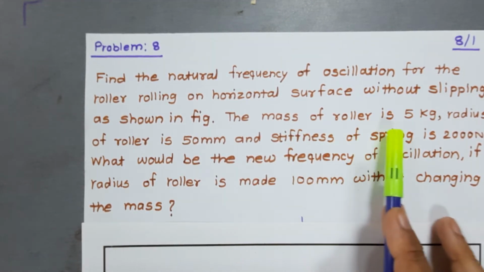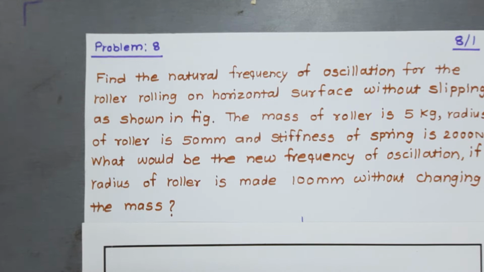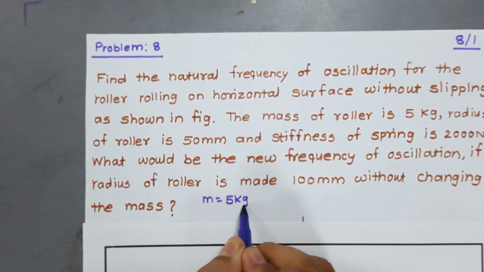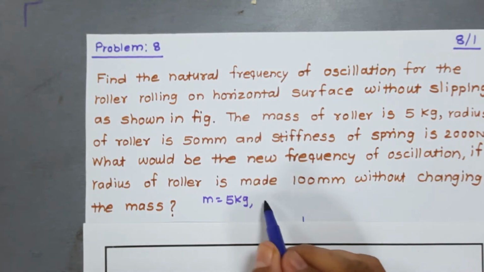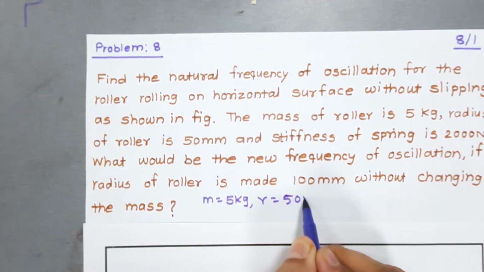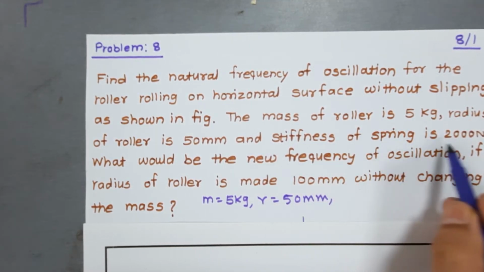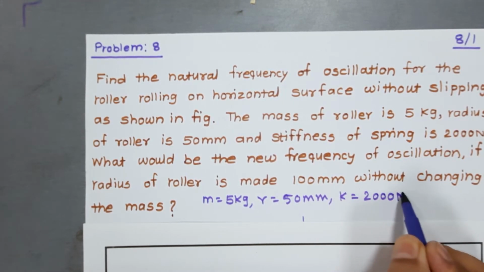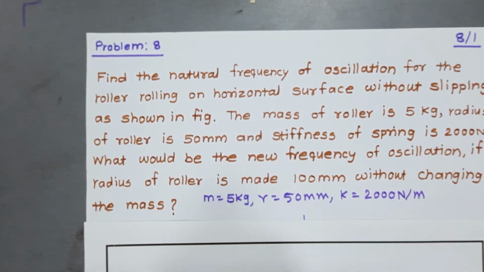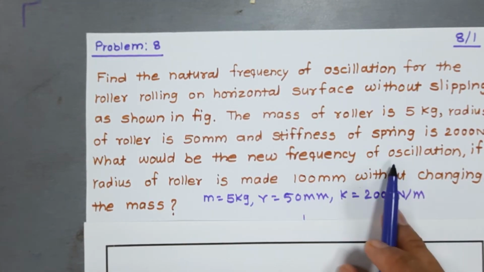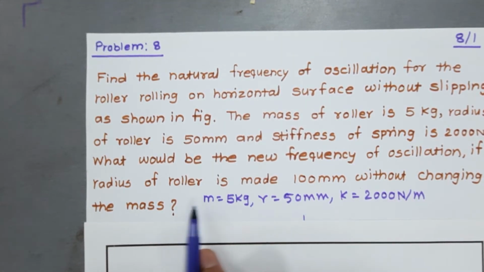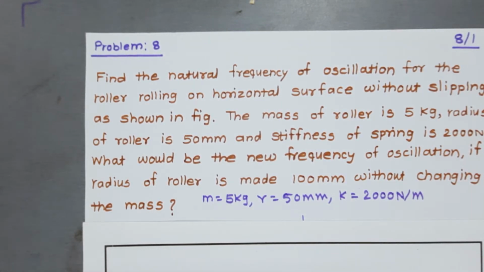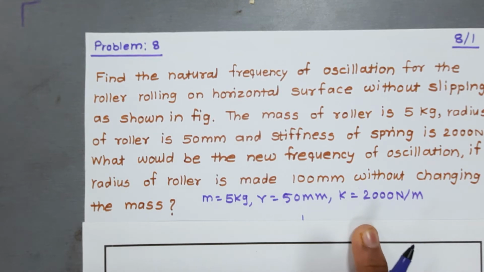The mass of the roller is 5 kg. That means what is provided here? M is provided as 5 kg. Then the radius of the roller R is given as 50 mm, and the stiffness of the spring K is given as 2000 Newton per meter. What would be the new frequency of oscillation if the radius of the roller is made 100 mm without changing the mass? That means for this given data we have to calculate the natural frequency.